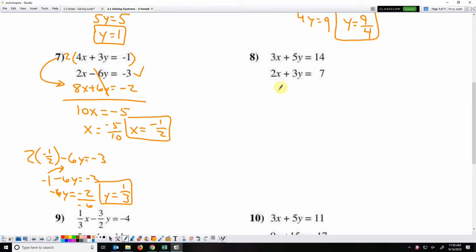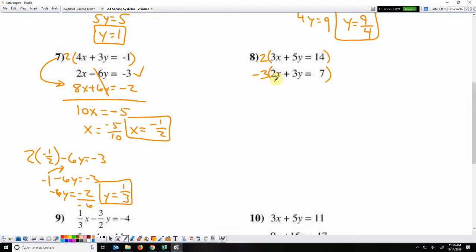All right, number 8. There's nothing that's really set up to eliminate for me, so I can choose the x's or the y's. This time I'll do the x's. So what I'm going to do is, because I've got a 3 here and a 2 here, I'm going to multiply this one by 3 and this one by 2. And I'd like them to have opposite signs, so I'm just going to pick one of them and make it negative.